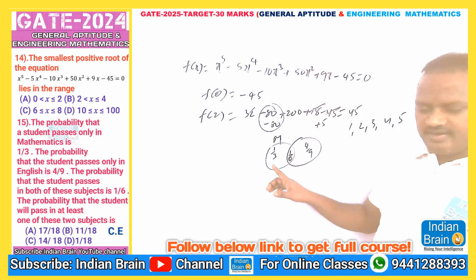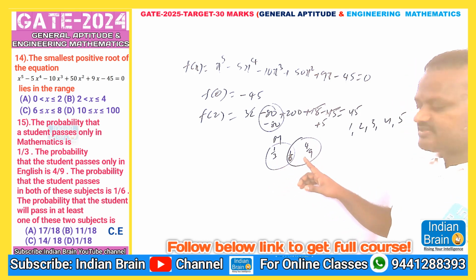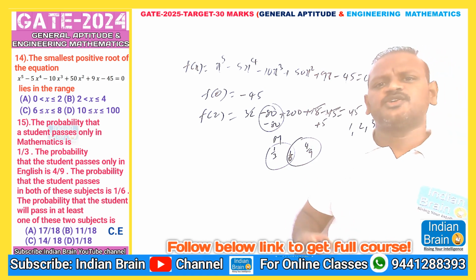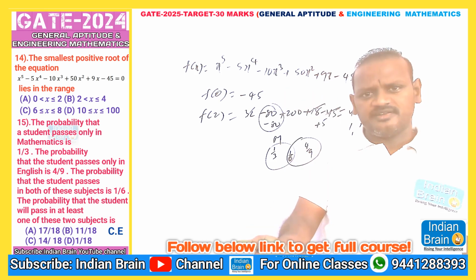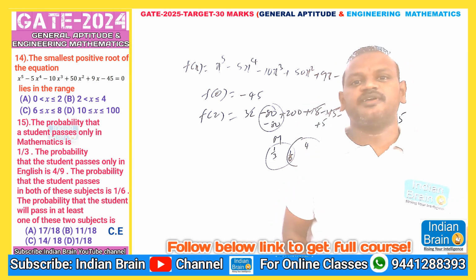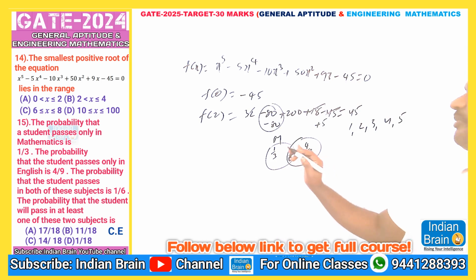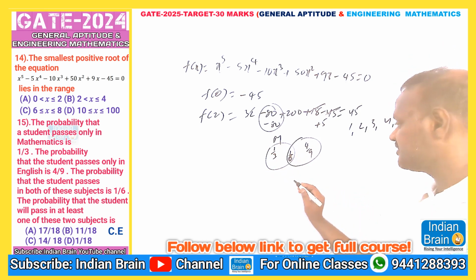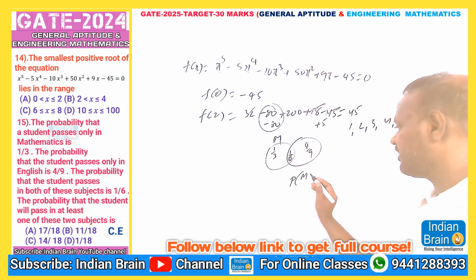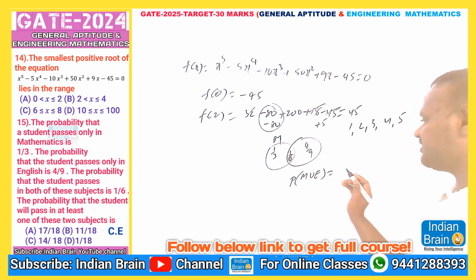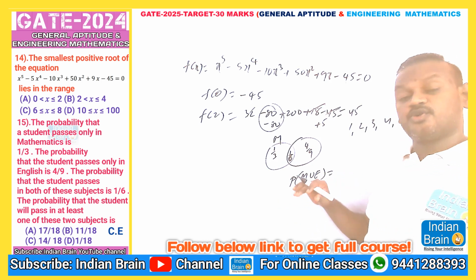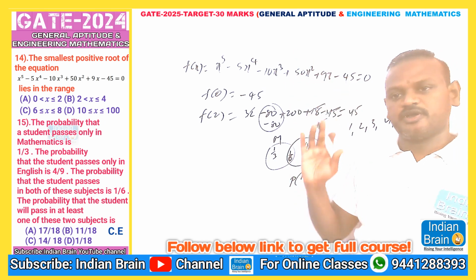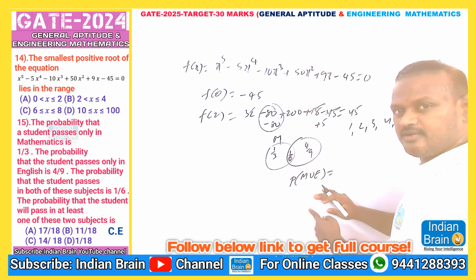That's why I can take at least maths and at least English, and together also. So logically, probability of A union B. Probability of A union B means probability of maths union English. What is the formula for union? Don't go for the set story. The set story is different, but whenever you have a probability story, it's a different story.